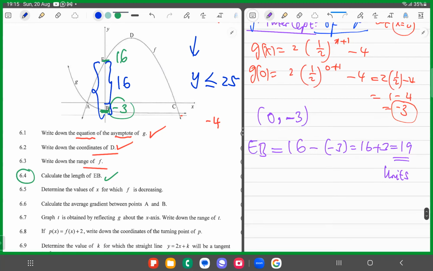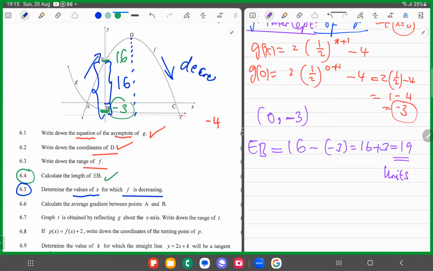All right, so we're going to look at 6.5, determine the values of x for which f is decreasing. Decreasing means that when x increases, the function is decreasing. Look at this: the function is decreasing here, it's going down, but it's increasing there. So the function f is basically decreasing here and it is increasing there.